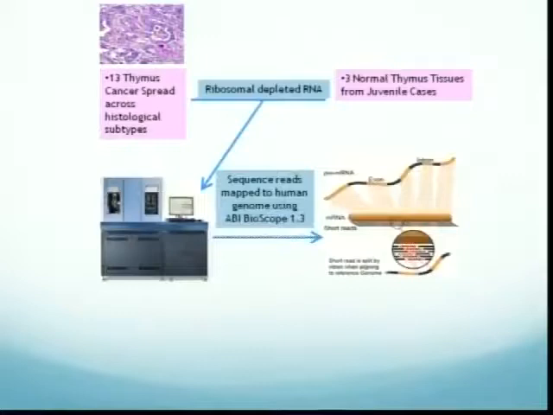It's a very rare cancer. There's only about 500 cases in the U.S. per year, and half the cases in the U.S. per year are seen here at IU because Pat Lehrer, our cancer center director, is a world expert in thymoma. So he wanted to use this technology in this cancer to see if we can begin to understand its causation and hopefully further drug treatments. So we took 13 thymic cancers spread across subtypes, three thymuses from normal juvenile cases, sequenced on the SOLiD 3+, mapped reads with ABI Bioscope, and then did the software analysis.